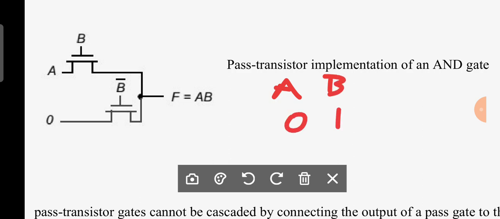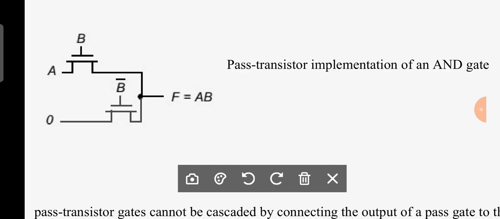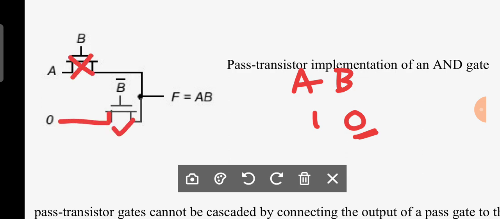Now similarly, let us consider A is 0 and B is 1. Since B is 1, this transistor will be turned on and this transistor will be turned off. At this condition, what is A? 0. Therefore, 0 is passed to the output. Is it clear? Now A is 1 and B is 0. Since B is 0, this transistor will be turned on and this transistor will be turned off. What is the output here? Absolutely, 0 is the output.